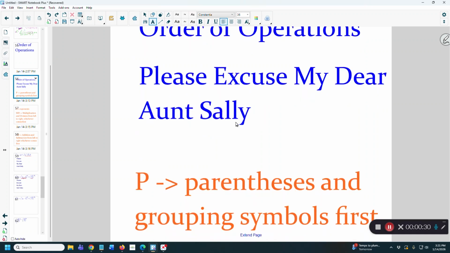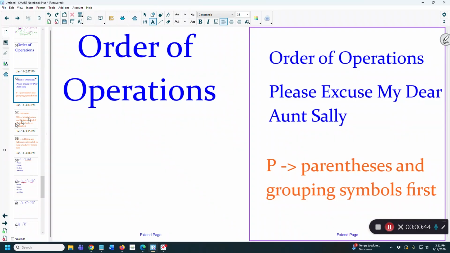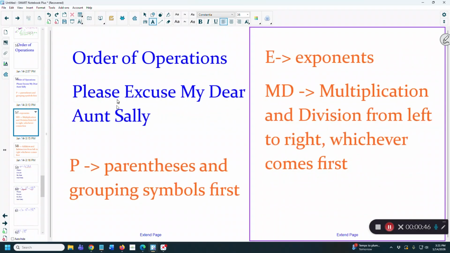So the letters mean something. The P for please means that we're going to do parentheses first, and all the grouping symbols. Parentheses and grouping symbols. So the E for excuse, we're going to do the exponents.